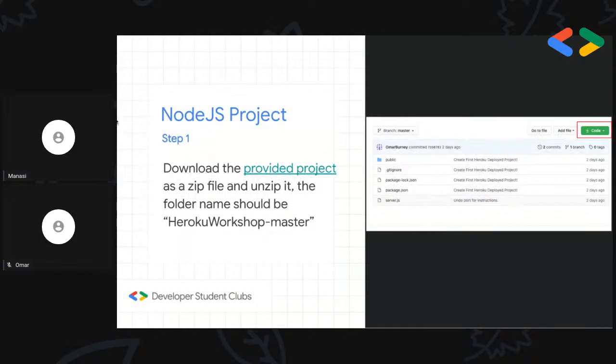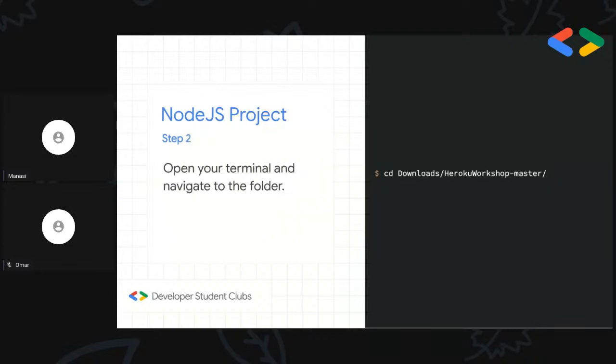Moving on, we want to download the provided project as a zip file and then unzip it. The folder name should be Heroku Workshop-Master. Next, open your terminal and navigate to the folder. To do this, you can type cd downloads/Heroku Workshop-Master. cd stands for change directory, which will help you navigate to the folder.